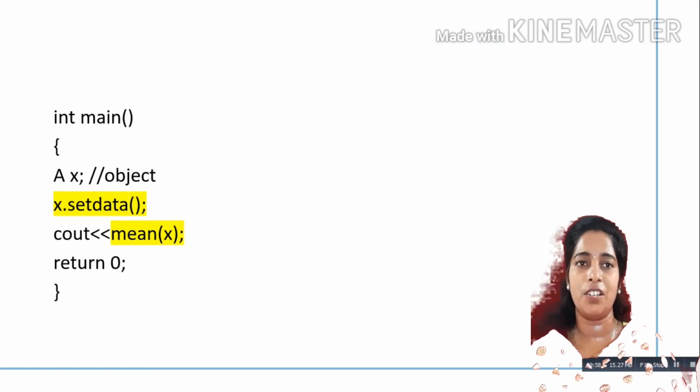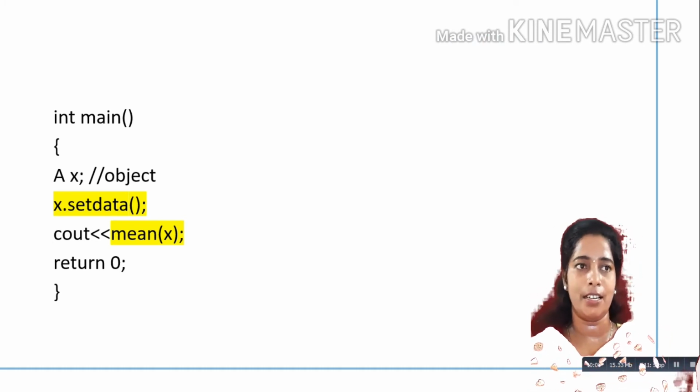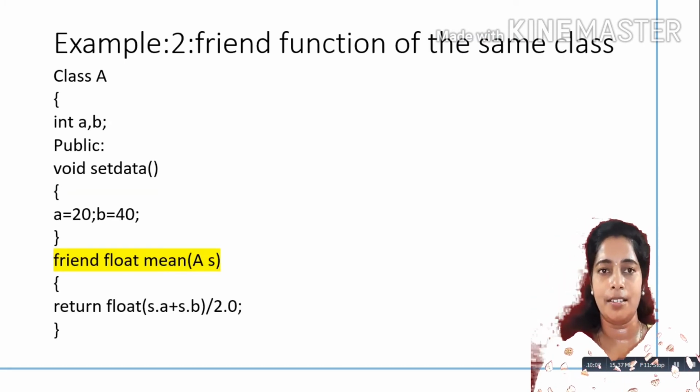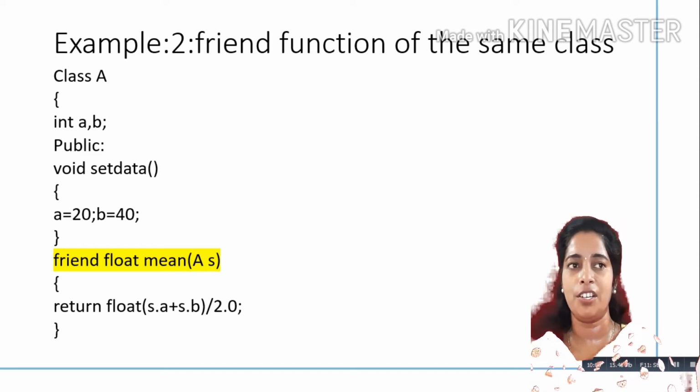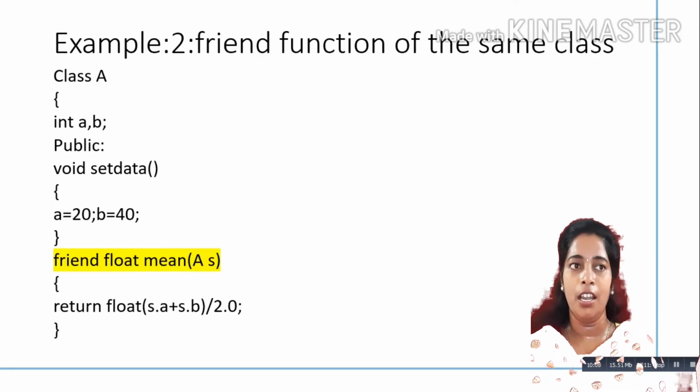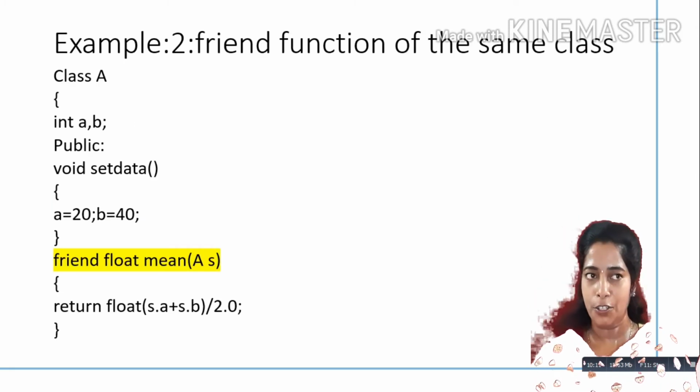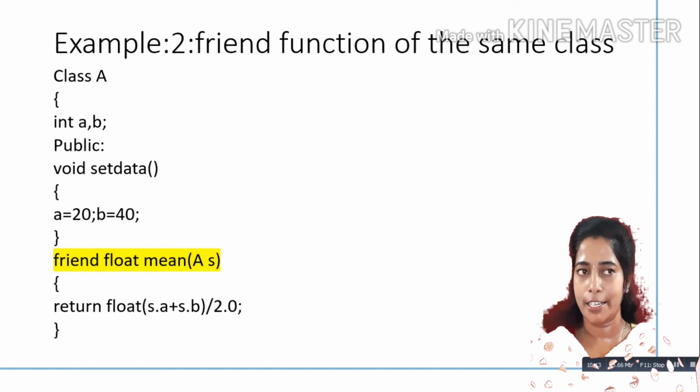When you call this function, you'll get the output. x.set data means it comes to the set data and sets the value of a as 20 and b as 40. And next, if you call the mean function, it goes directly to the mean function, calculates 40 plus 20 divided by 2, and you'll get the corresponding value.